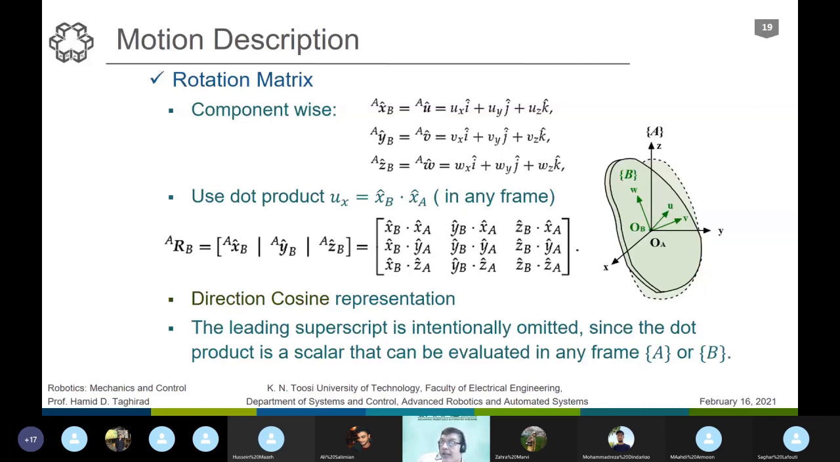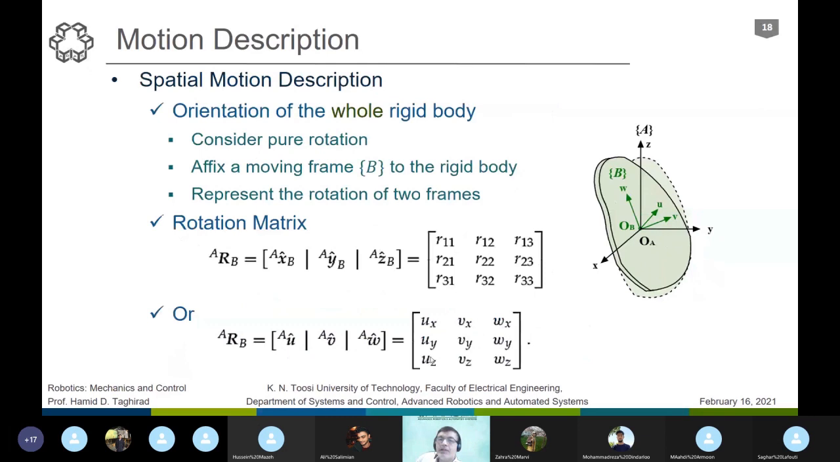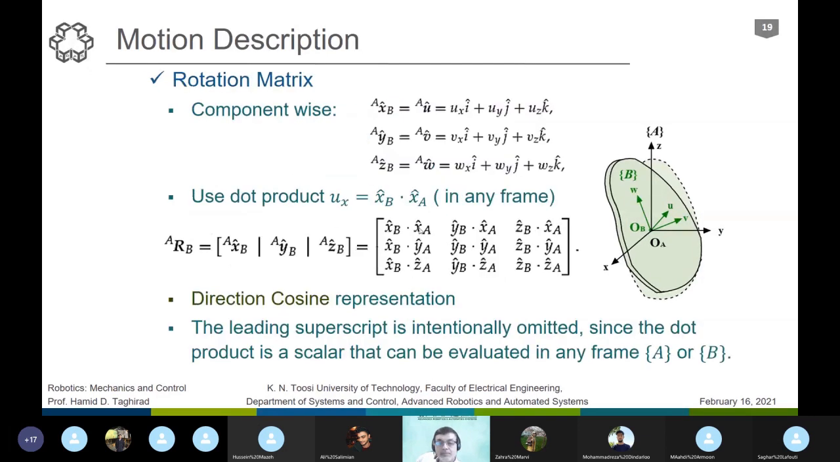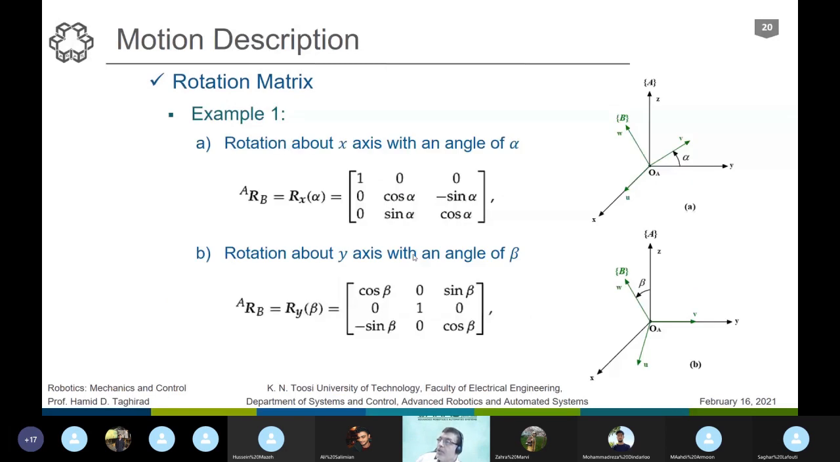So when I didn't put A here, this dot product can be calculated in frame A, in frame B, in frame C, or in any frame in the world. The dot product can be found in any case. So again, ux, uy, uz is the rotation matrix, or the dot products. Now, let's see some simple pure rotation. Let's consider just a single simple pure rotation about the x-axis with alpha.